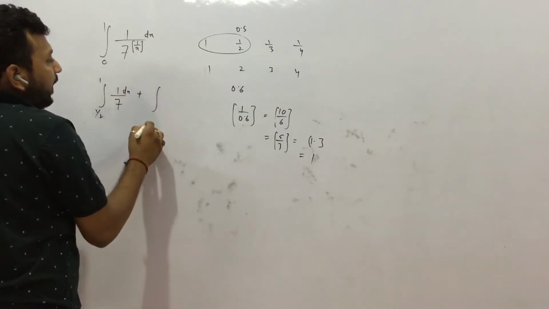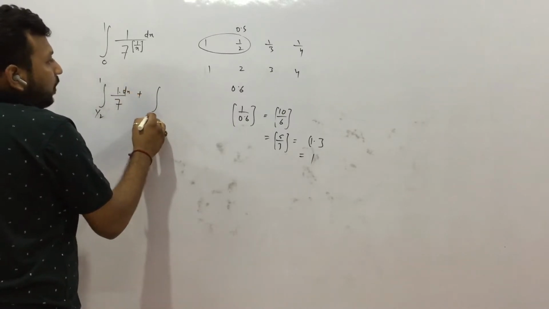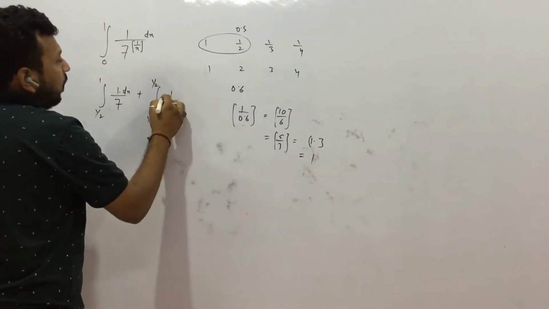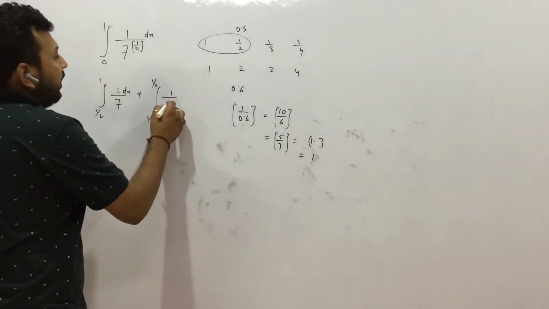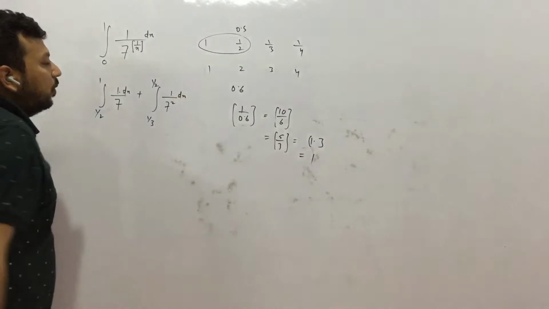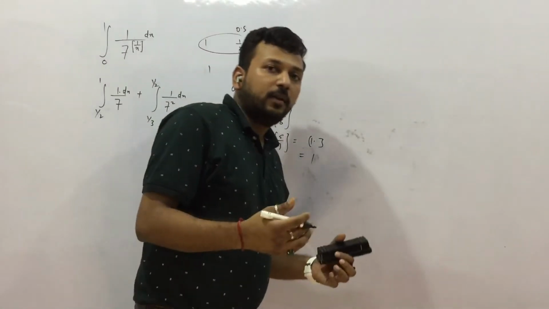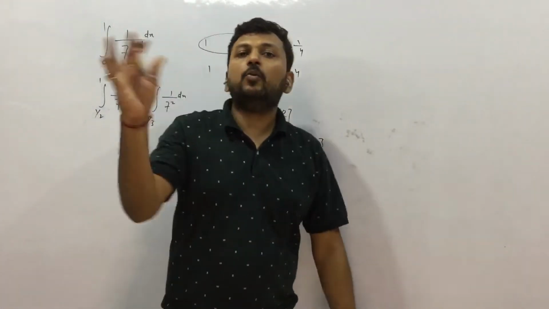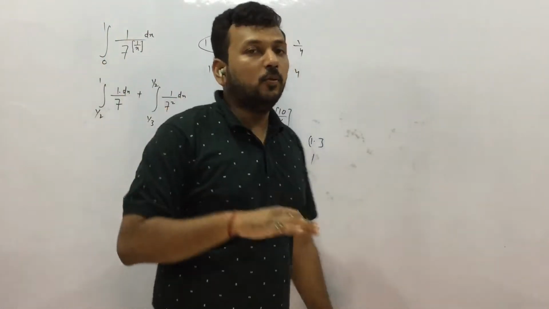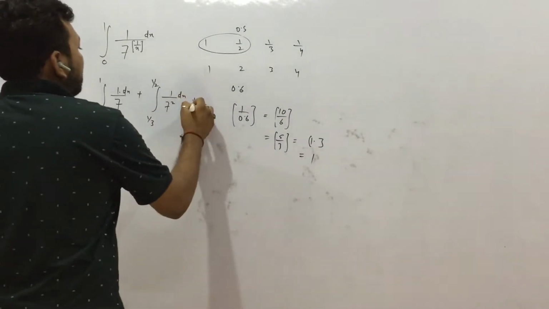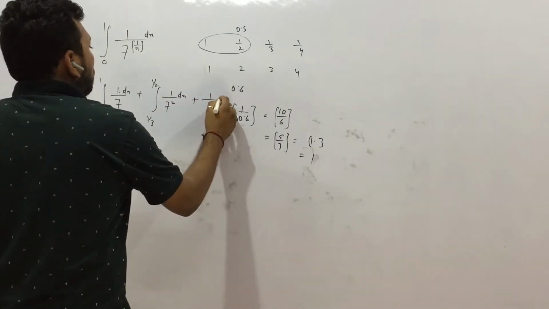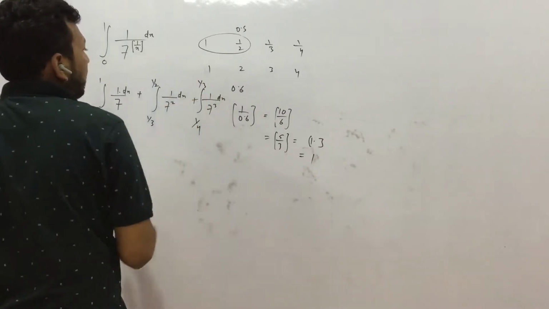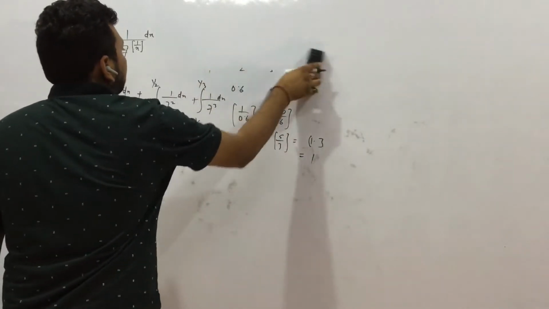Again, if you take the range from 1 by 3 to 1 by 2, it will be 7 square. You can check from different values, because it will be inverse: 2 will go above, 3 will go above, and between 2 and 3, anything's greatest integer will be 2 only. Similarly, the next thing will be 1 by 7 cube dx from 1 by 4 to 1 by 3, and so on. So I am erasing this.